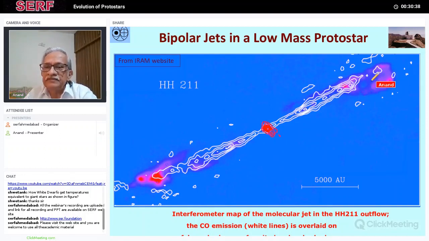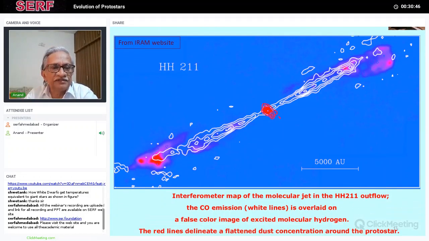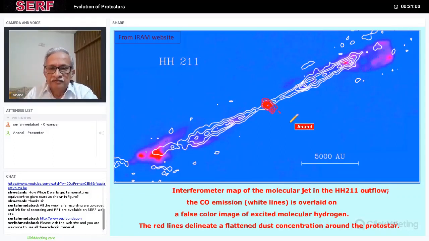And these pink structures here are the molecular hydrogen 2.12 micrometer line in the near infrared. Now these red contours in the center represent the dust continuum emission, in the infrared again. And this much is about 5,000 astronomical units. One astronomical unit is the average distance between the Earth and the Sun.